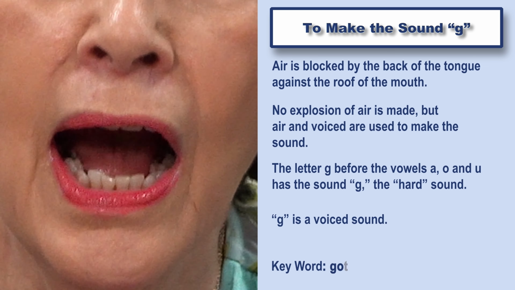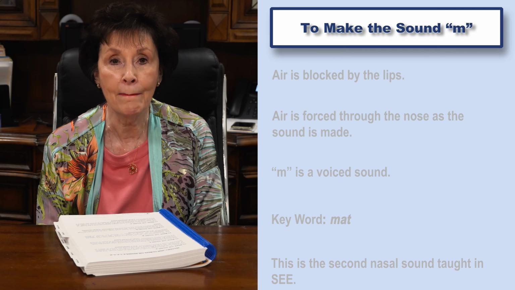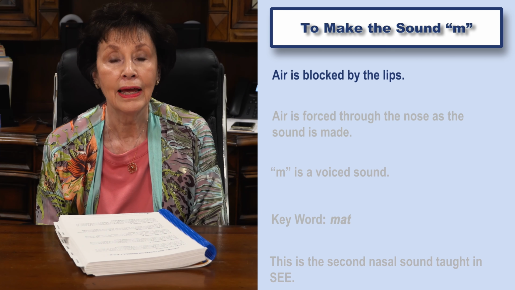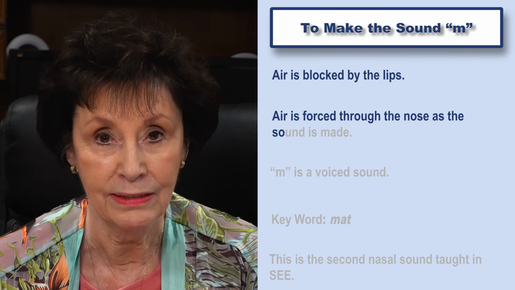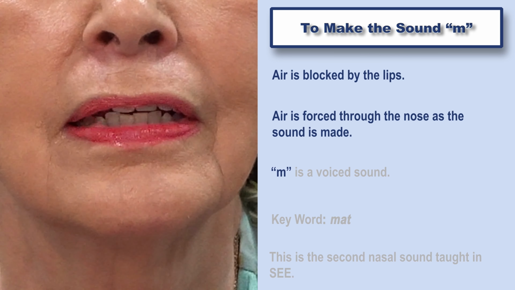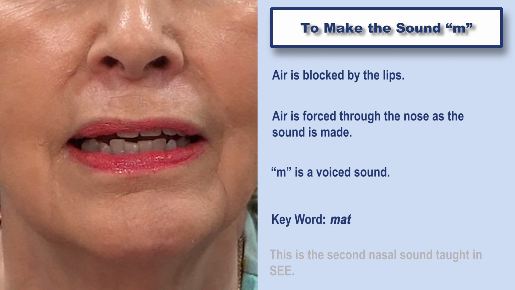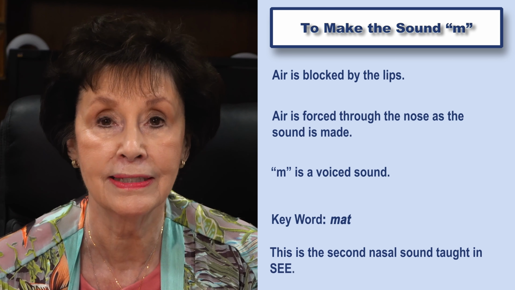Keyword, got. To make the sound of the letter M, air is blocked by the lips. Air is forced through the nose as the sound is made. M is a voiced sound. The key word is mat, and this is the second nasal sound taught in C.